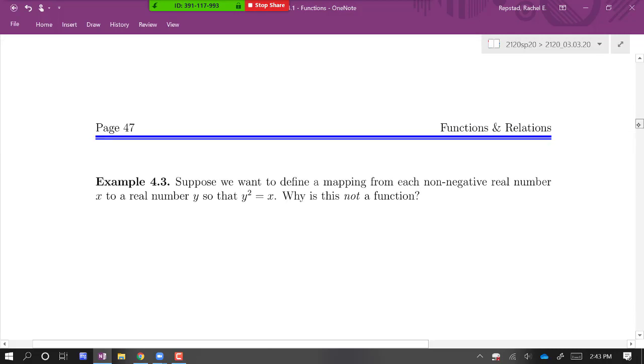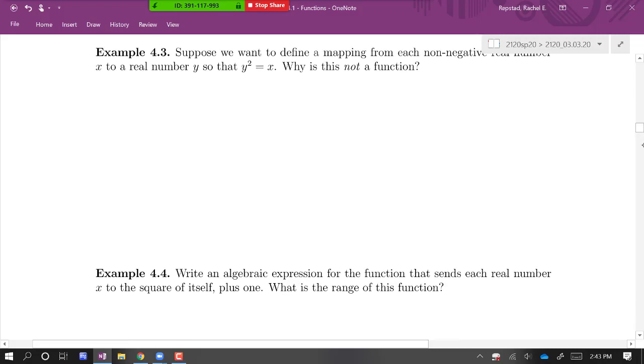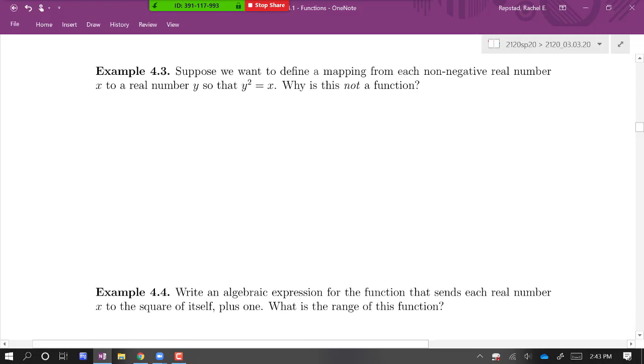Okay, so next, let's say we want to define a mapping, which is a function from each non-negative real number x to a real number y, so that y squared is equal to x. And then we want to know, why is this not a function?